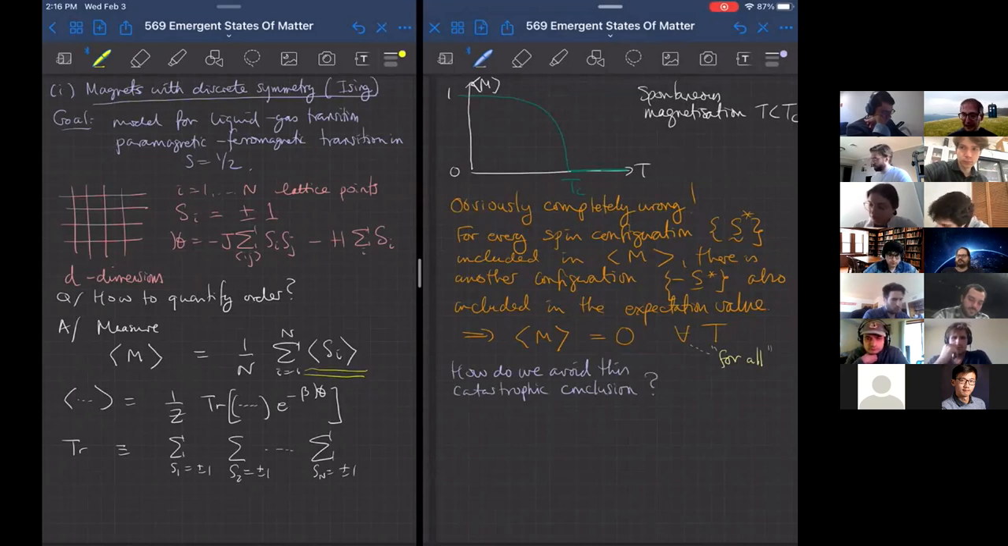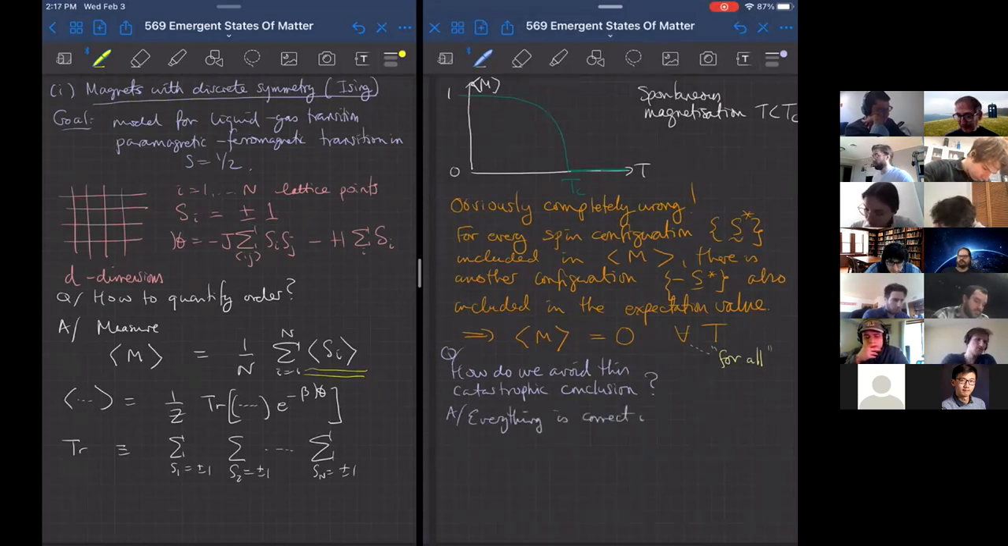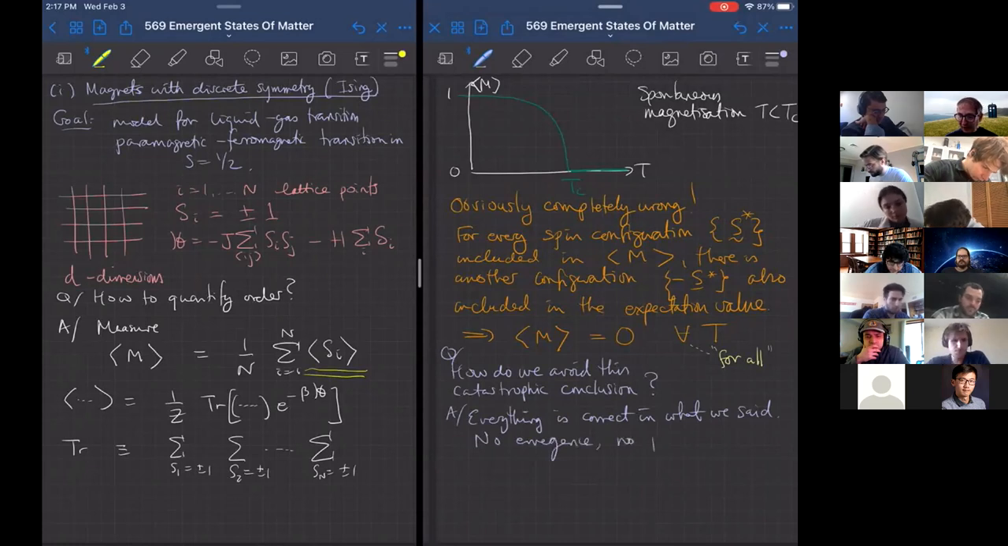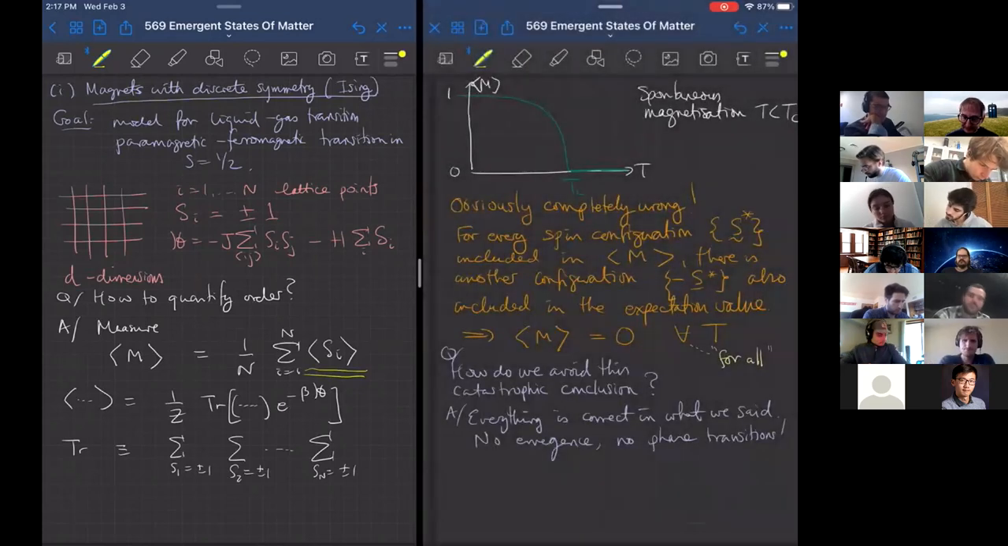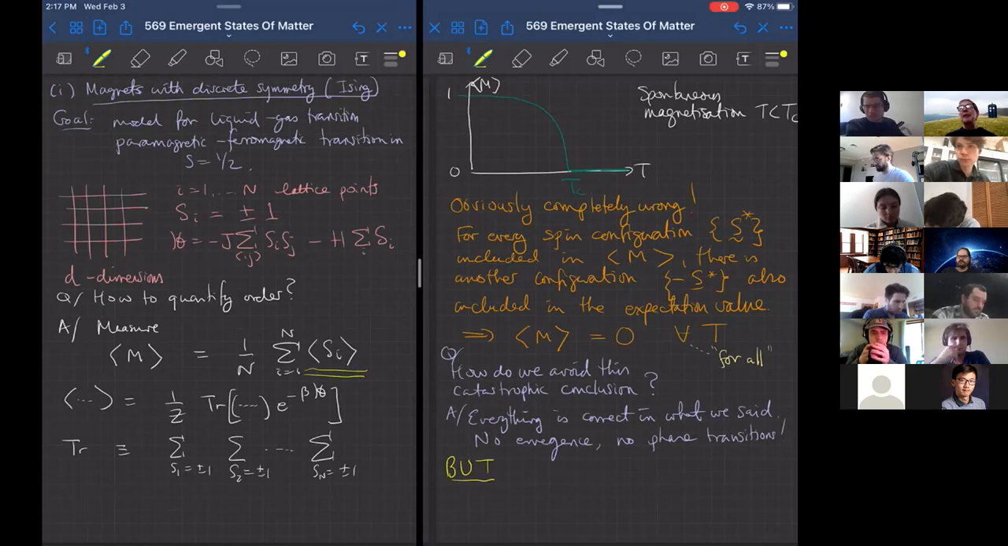And so the answer is that this conclusion is actually correct in everything that I've said. So the answer is everything is correct in what we said. There is no emergence and there's no phase transitions. But there's a but. And the but is this. Something in this argument is wrong. And anybody care to guess what is wrong in this argument? What is the escape clause?